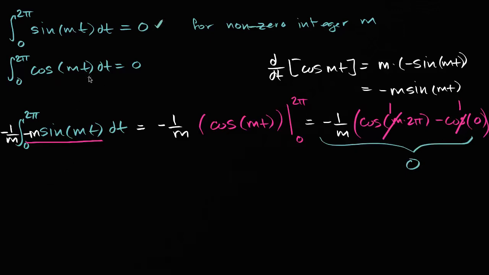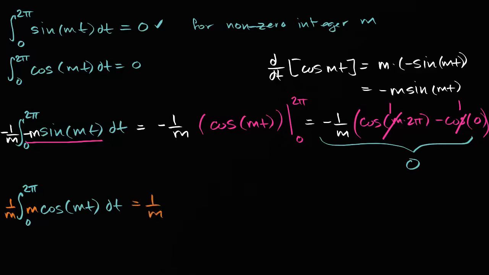Now let's prove the second one. It's going to be a very similar argument. Let's rewrite it: we're going to get the integral from 0 to 2 pi of cosine of mt dt. Now let me engineer this a little bit. We know that the derivative of sine of mt is m cosine mt. So let me multiply and divide by m, not changing the actual value. This is going to be equal to 1 over m.